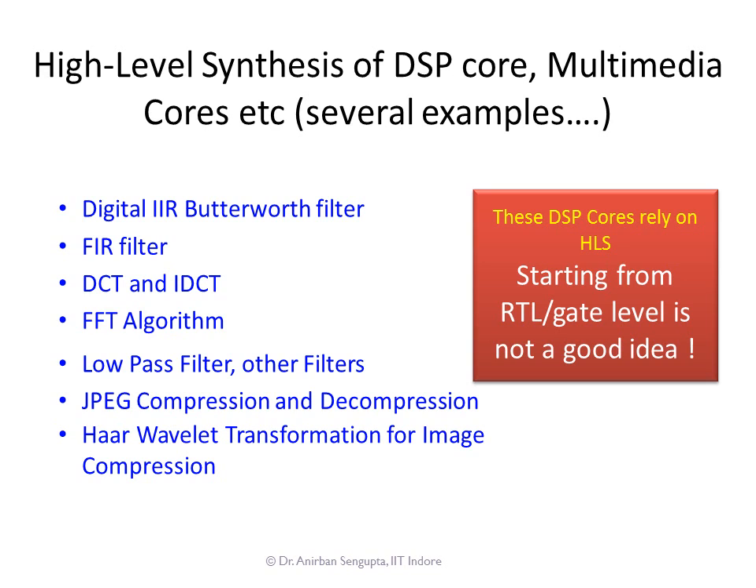Some examples of HLS of DSP multimedia cores include digital filters like IIR, FIR, DCT, IDCT, FFT, and other filters, as well as image and audio-video compression algorithms like JPEG, Haar wavelet transform, and many others. Here DSP cores rely on high-level synthesis, and as I just said, starting from RTL or gate level is not a good idea.